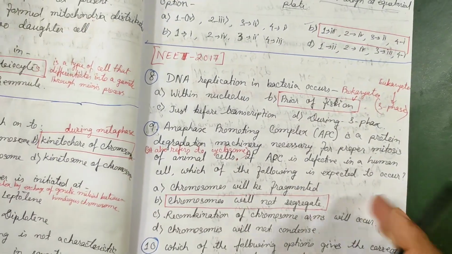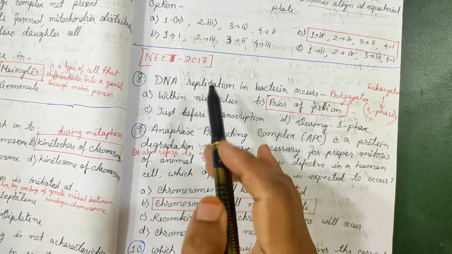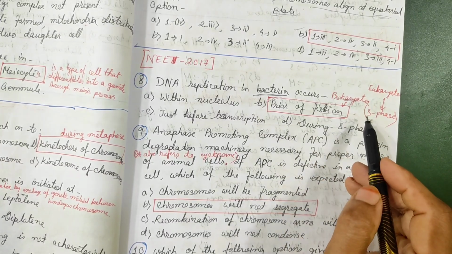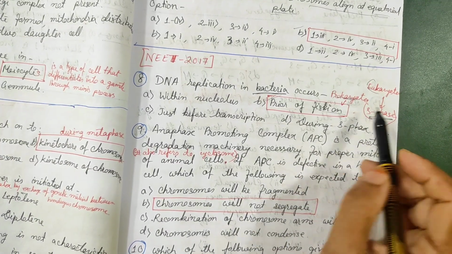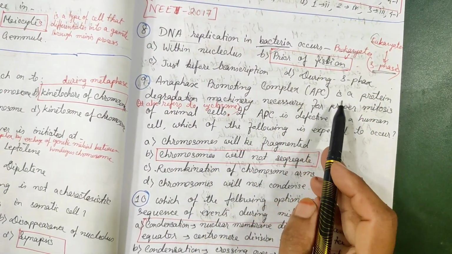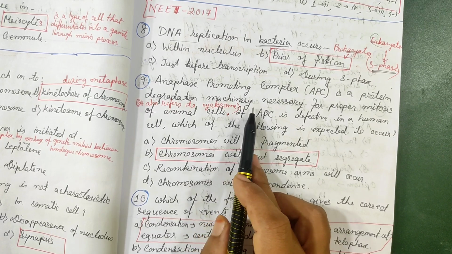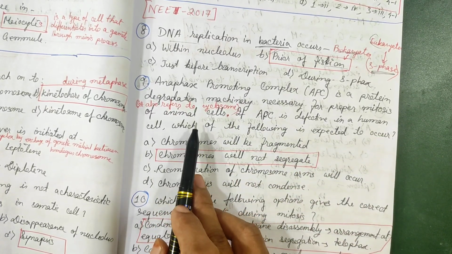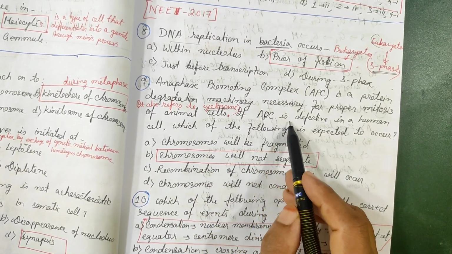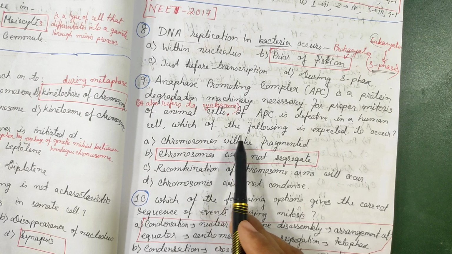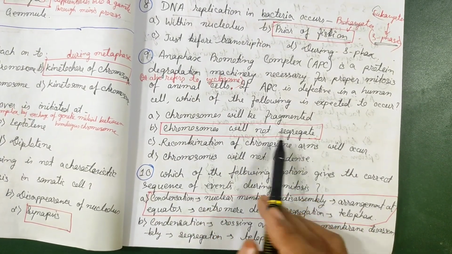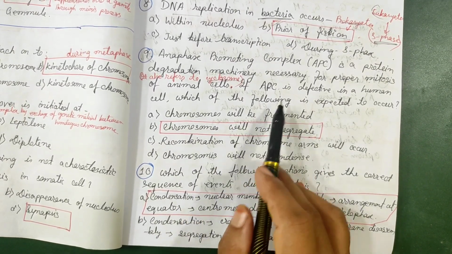Next question, 2017. DNA replication in bacteria occurs, bacteria is a prokaryote, so it occurs prior to fission. If it is a eukaryotic cell, then DNA replication occurs in the S phase stage, okay. Next question, anaphase promoting complex. APC is a protein degrading machinery necessary for proper mitosis of an animal cell. It is also called cyclosome, and this APC is defective in a human cell. Which of the following is expected to occur? Option number B is correct. Chromosomes will not segregate. There is no segregation or separation of chromosomes in this stage.